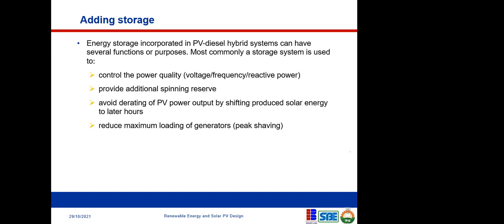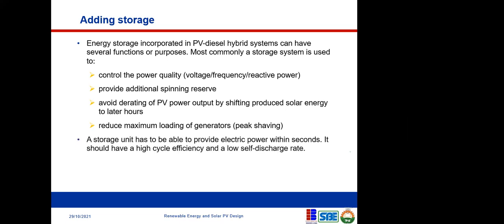You can also use it to avoid derating. Remember, I explained the concept of derating of a PV system. So you can use a storage system to avoid derating of your PV output by shifting produced solar energy to later hours of use, right? You can also use it to reduce the maximum loading of the generator. You want to do peak shaving, okay? You can use batteries to achieve all of that. So all of these are the reasons why you add battery storage.